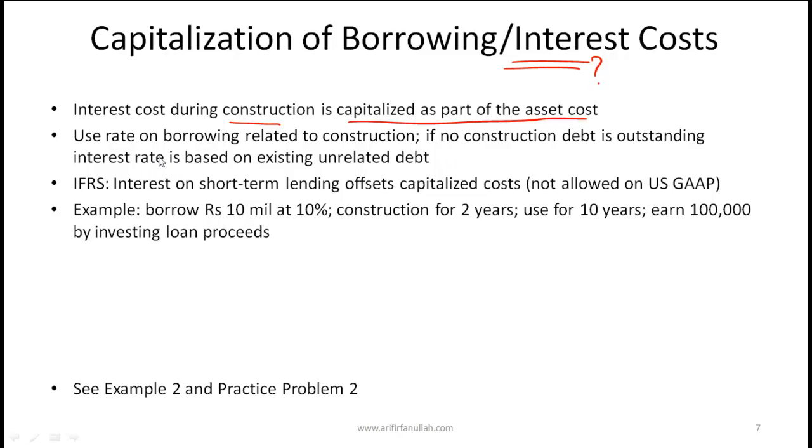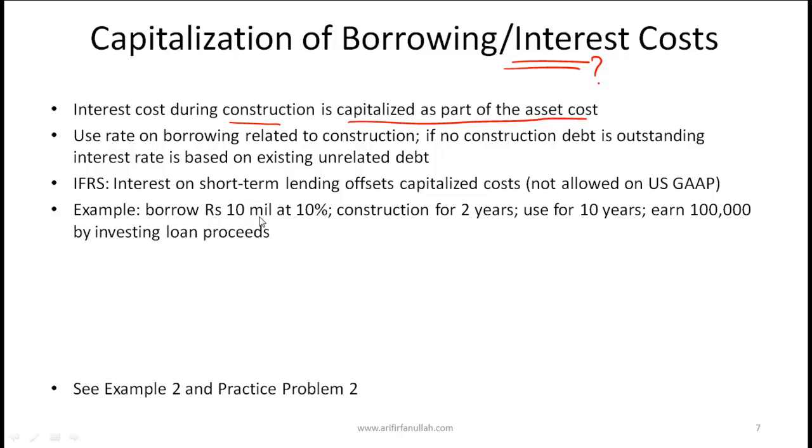In general, IFRS and US GAAP are similar with regards to capitalization of borrowing and interest costs. The only slight difference is that with IFRS, if you invest your borrowed money, so you borrow 10 million and invest it, let's say that it's sitting in a bank, the interest that you collect on those funds offsets the capitalized cost. This offsetting is not allowed under US GAAP.